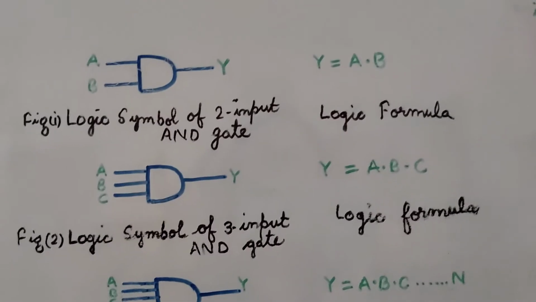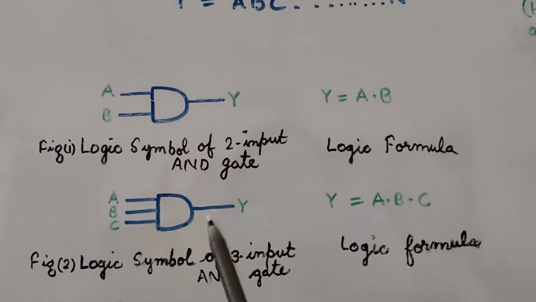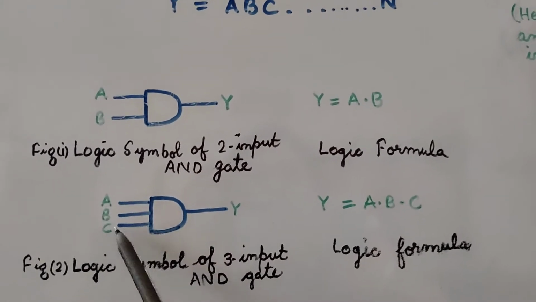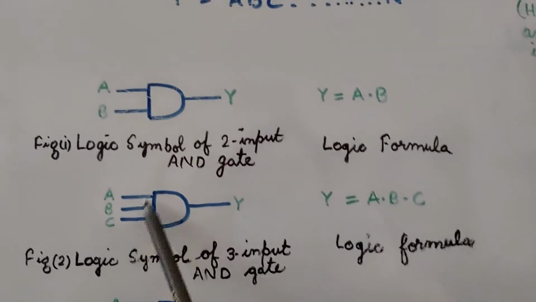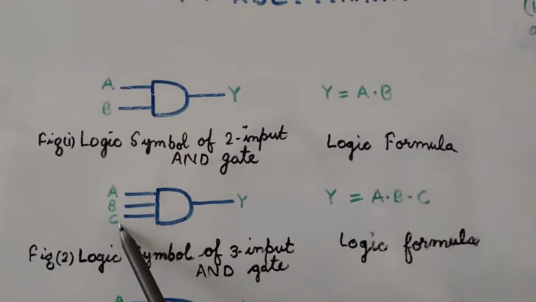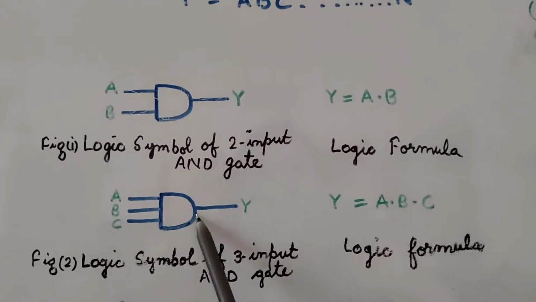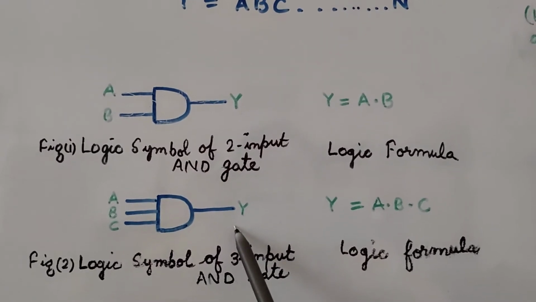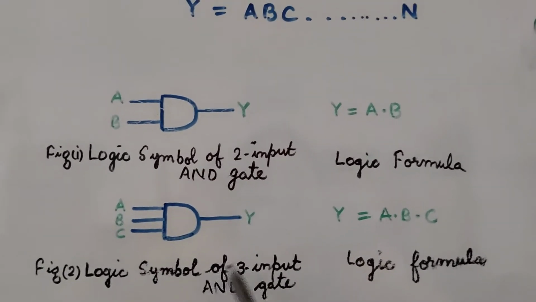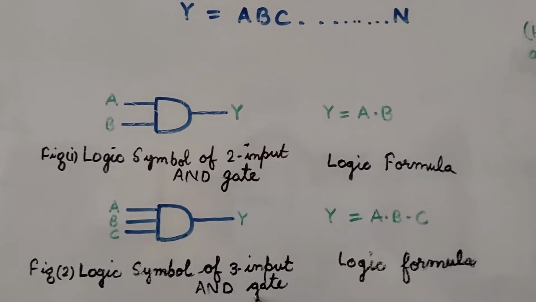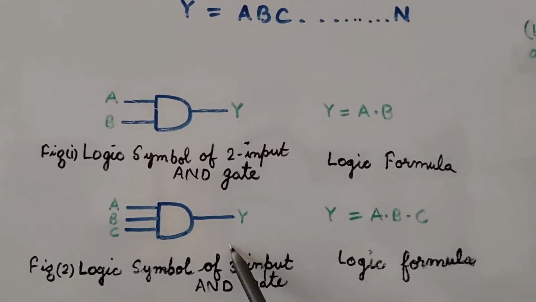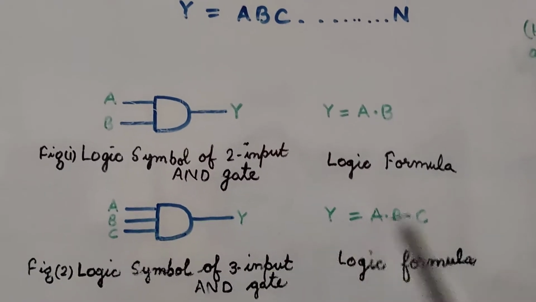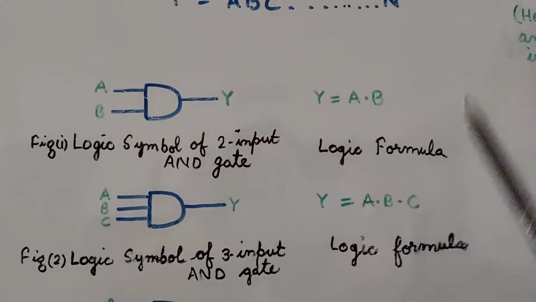Similarly, if we want to draw the logic symbol of 3 input AND gate, then we will consider three inputs which we have named as A, B and C, and we know that there is only one output, so output has been denoted by Y. So this is the logic symbol of 3 input AND gate, and the logic formula of the 3 input AND gate will be Y is equal to A dot B dot C, which has been written here.